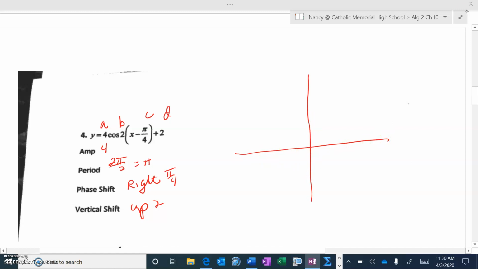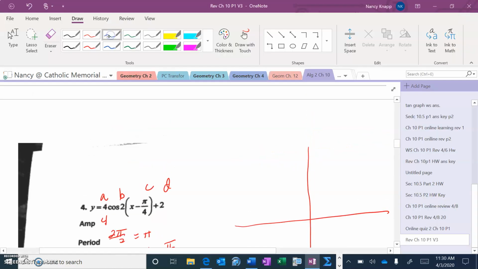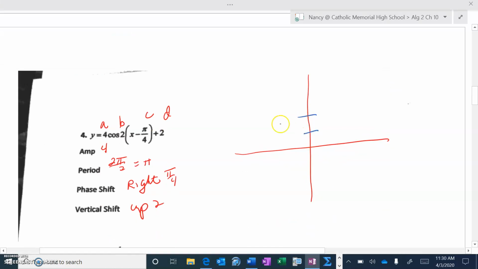So I always take my graph and I put my vertical axis first. So this is the axis I'm going to graph on. And then the sine and the cos, this is where they start at, their phase shift. So we're going to start right pi over 4.